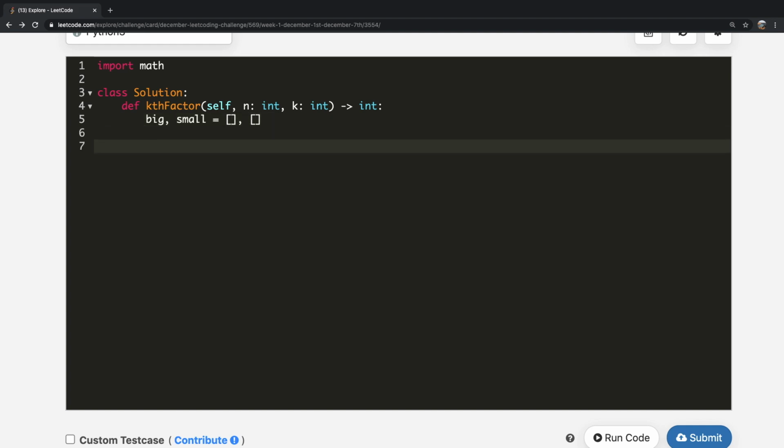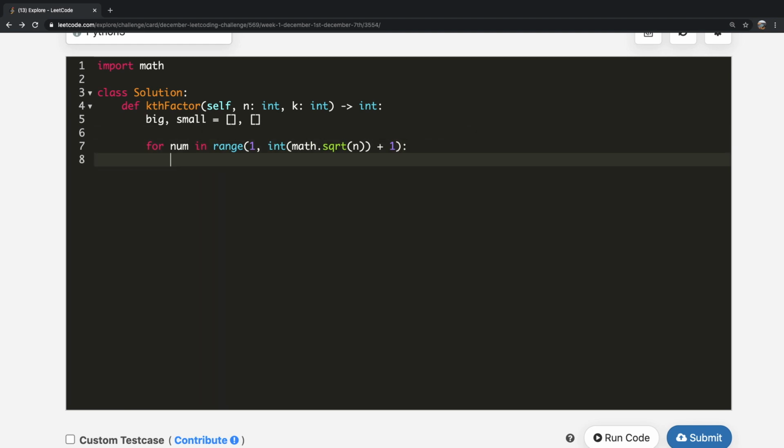Now we want to iterate over the numbers, right? So for num in range, and what is the range going to be? We're going to start off at 1, and over here we find the square root, so math.sqrt of n. We're going to go up to this number. But we want to include this number as well, so to do that, we're going to do +1. Perfect. So this is the range of numbers that we're going to be looking at.